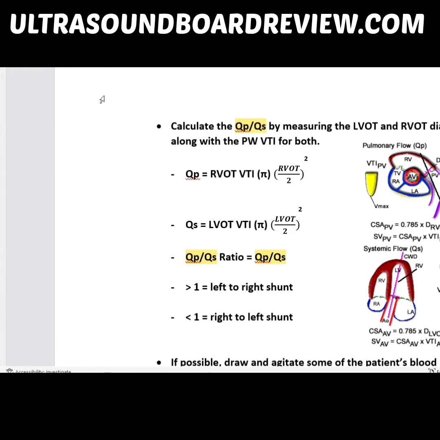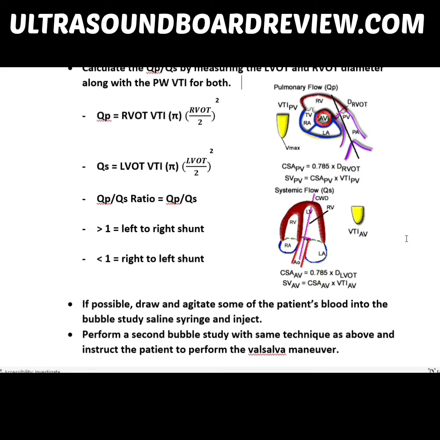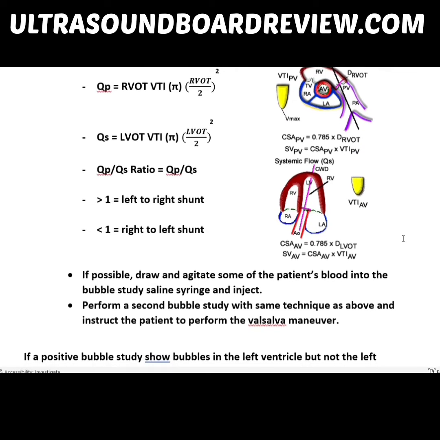When you're calculating the QP:QS, this is a way to determine which way your shunt is going. Is it going left to right, or is it going right to left? So what you do is you have to get your stroke volume going out through your right ventricular outflow tract, and then you have to get your stroke volume going out through your left ventricular outflow tract.